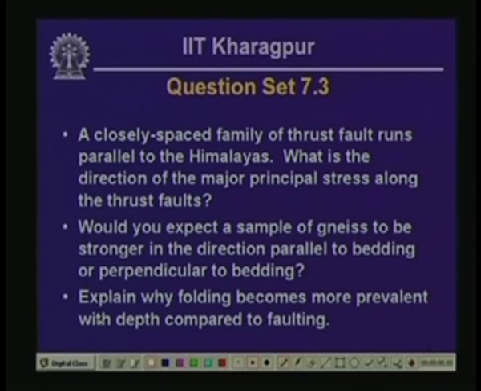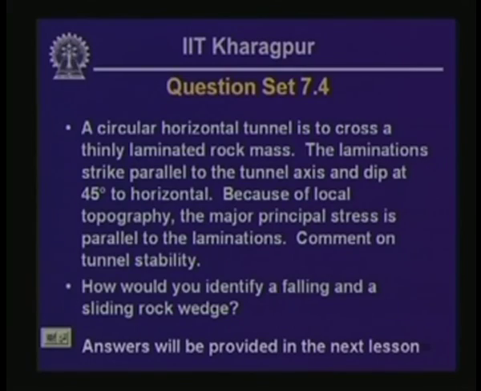Now let's say, if you look at the northern part of the country, then it might actually look like this. The first question is: a circular horizontal tunnel is to cross a thinly laminated rock mass. The laminations strike parallel to the tunnel axis and dip at 45 degrees to horizontal. Because of local topography, the major principal stress is parallel to the laminations. Comment on tunnel stability. Second question: how would you identify a falling and sliding rock wedge?